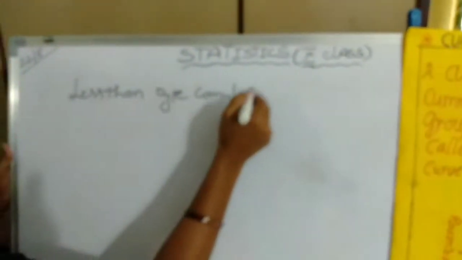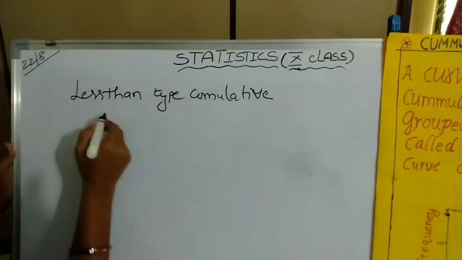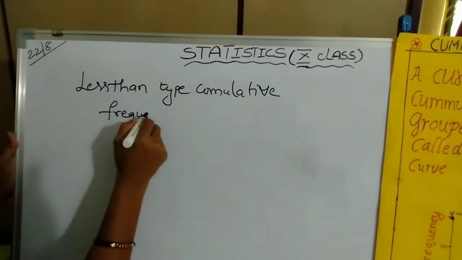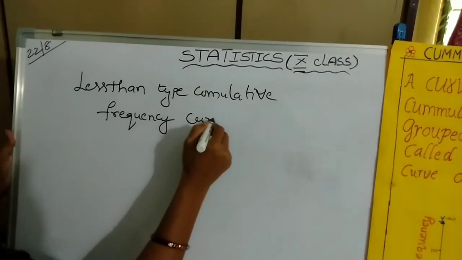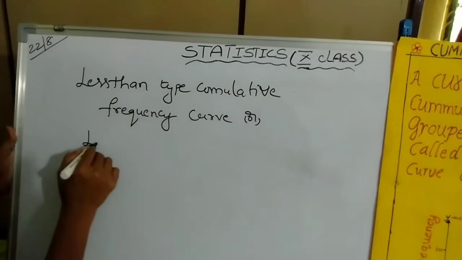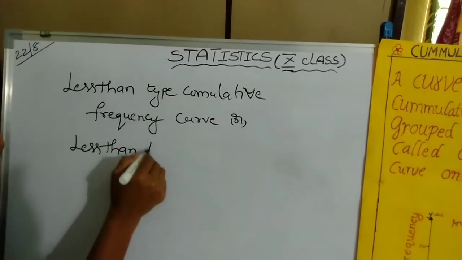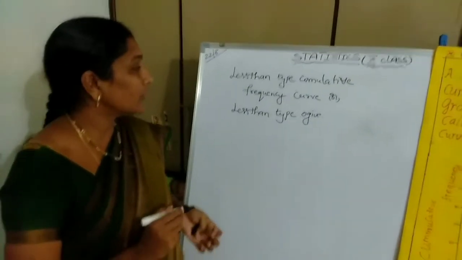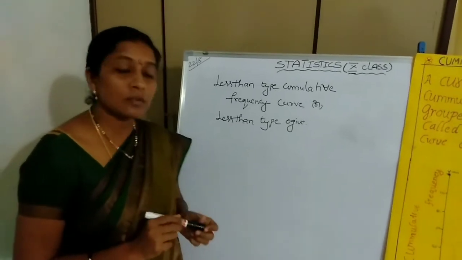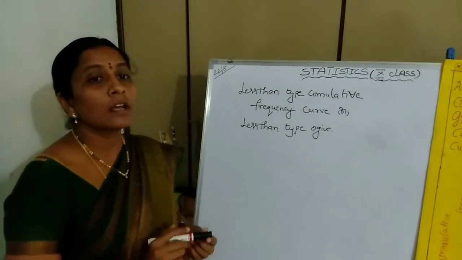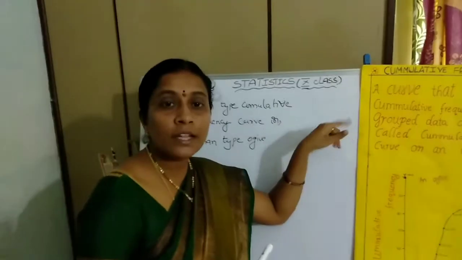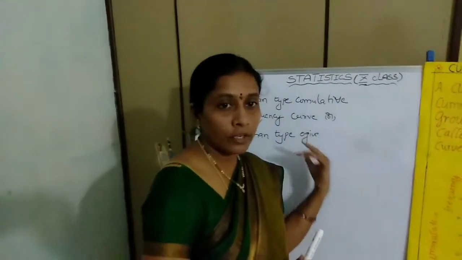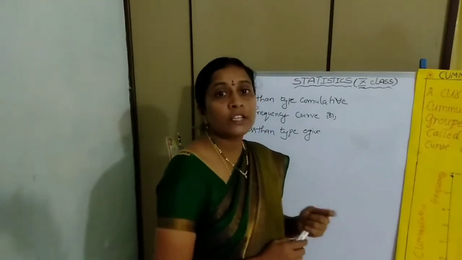type cumulative frequency curve, or less than type ogive. Today I am going to discuss the less than type cumulative frequency curve, or less than type ogive. Before going to that topic, I would like to introduce what a cumulative frequency curve is.